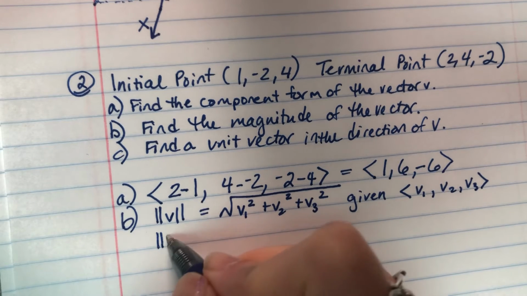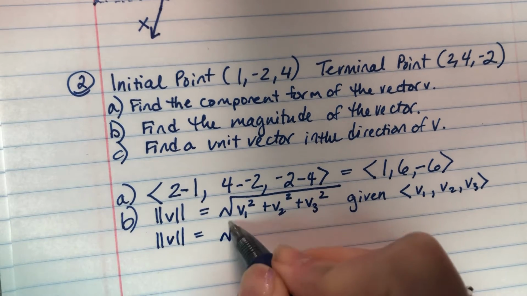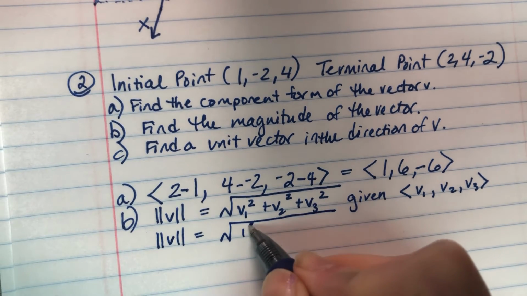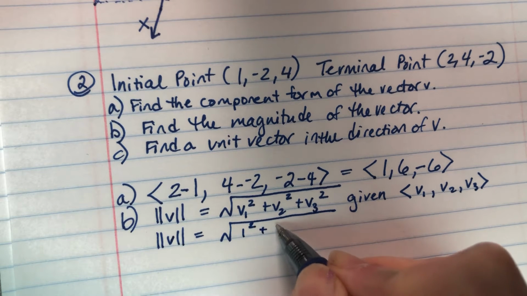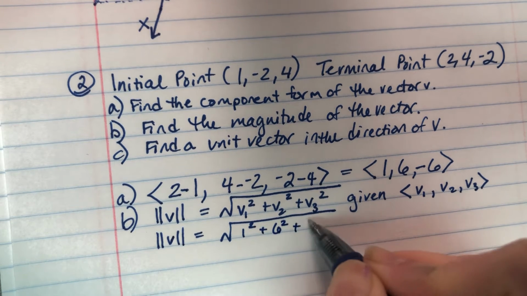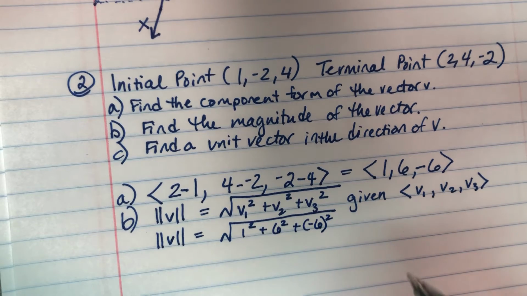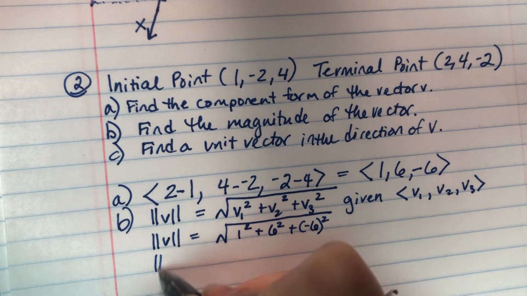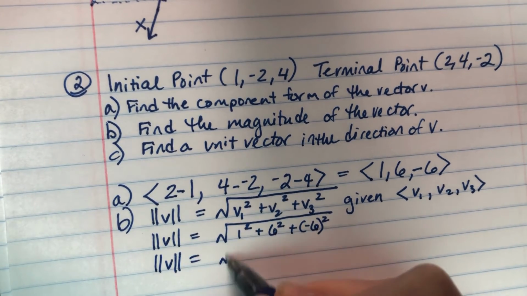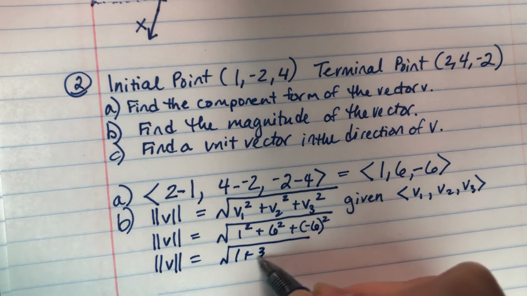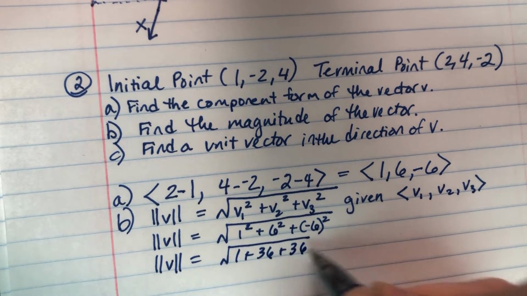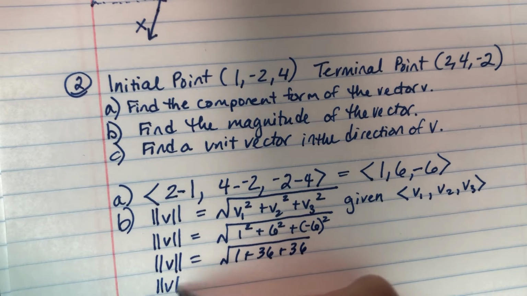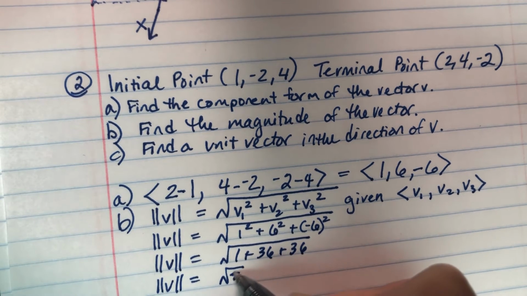So for this vector, the magnitude would be equal to the square root of 1 squared plus 6 squared plus -6 quantity squared. So the magnitude of v is equal to the square root of 1 plus 36 plus 36. So the magnitude of vector v would equal the square root of 73.